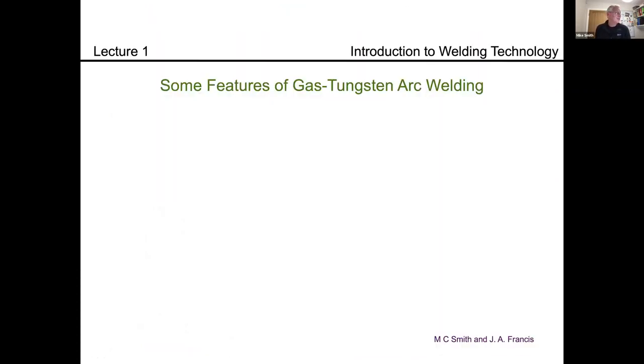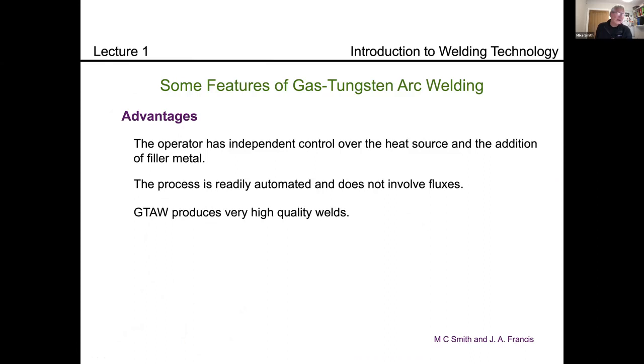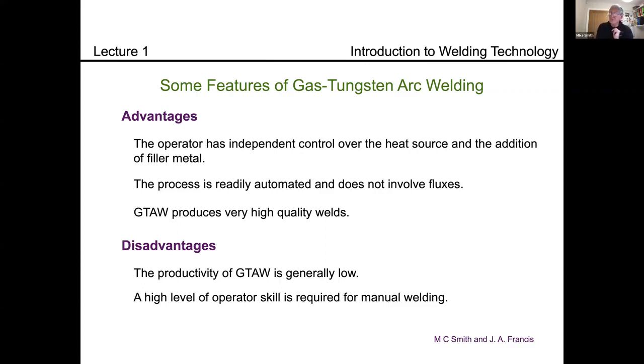Okay, so gas tungsten arc welding, what does it do for us? Well, the good things are that you can independently control the heat source and the addition of filler metal. That's difficult to do in shielded metal arc welding or the slightly more mechanized form whose acronym I can't remember at the moment. It's a readily automated process, doesn't involve fluxes, which is good, and it does produce very high quality welds. The disadvantages are it's got a low productivity. It takes a long time to make a TIG weld, because you can't lay down as much weld metal in a pass as you can with, say, submerged arc welding, and you can't lay it down as fast. And if you do it manually, which it is possible to do, although what I've shown you is mechanized welding, then you really do need a good operator because they've got to control the electrode and the filler separately.